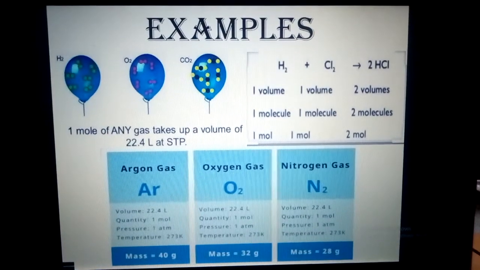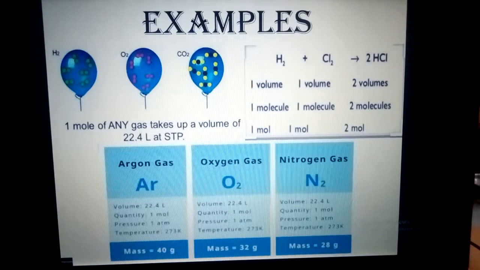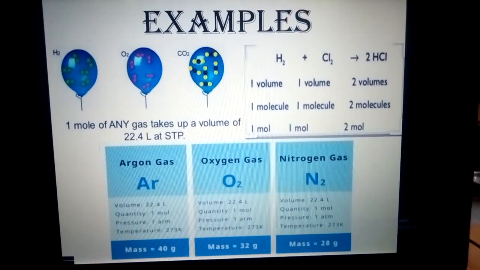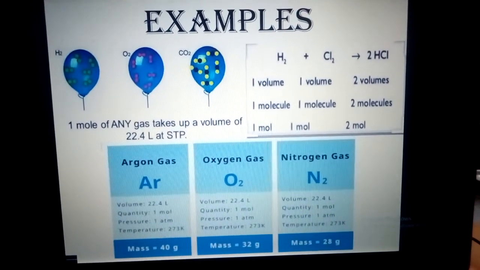Though Avogadro's law was correct, it did not gain much support. Later, Avogadro's work got recognition. So, with this, our laws of chemical combination are completed. Hope you were able to understand the concept.